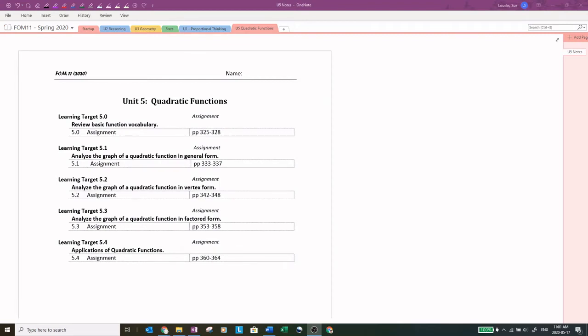Okay, today we're starting Unit 5 on quadratic functions. And the first chunk of this, section 5.0, is actually review. It's things that you would have been taught in Foundations of Math 10, and you probably don't remember most of it. So we're going to go over it again, all right, just to refresh your memory.